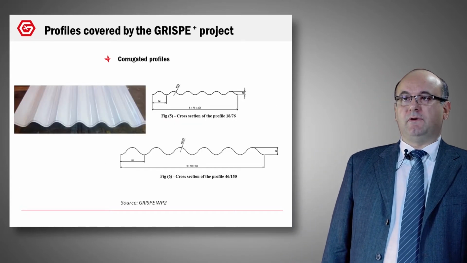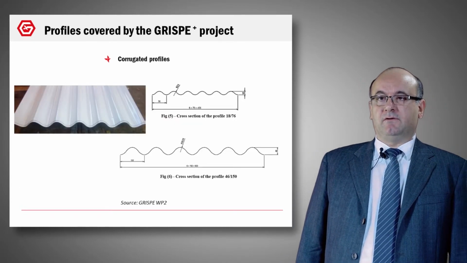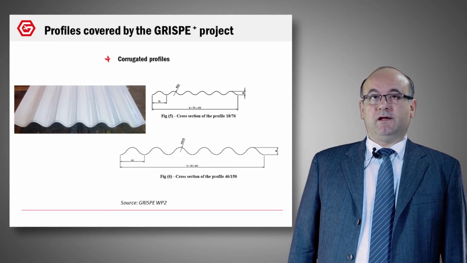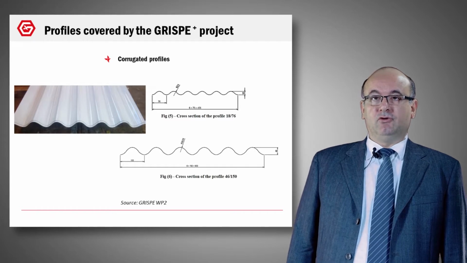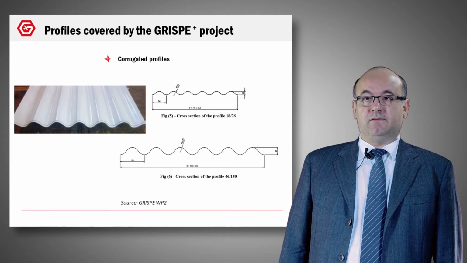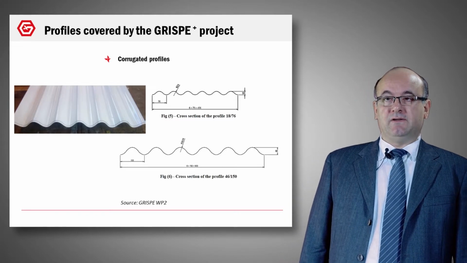Another topic concerns the corrugated profiles. You have here some examples of corrugated profiles. Again, no methods exist in the Eurocode to calculate in bending these profiles. 2 methods were proposed in the European project GRISP to calculate. One is a forfeiture, another is calibrated in detail.